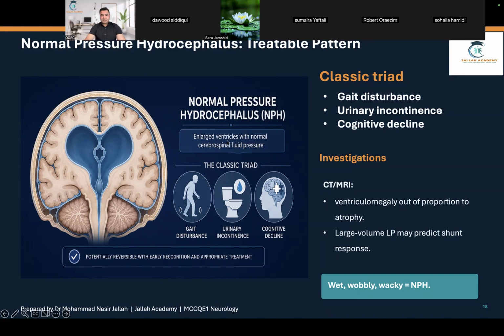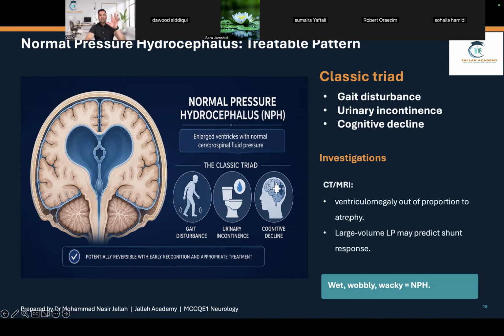Remember, enlarged ventricles with a normal cerebrospinal fluid pressure. The reason they call it normal pressure hydrocephalus is that when they check the CSF pressure by LP, it is normal. So the triad is gait disturbance or ataxia, urinary incontinence, and cognitive decline, which is dementia. Investigation: CT and MRI. In CT and MRI, you will see ventriculomegaly out of proportion to the atrophy. So this is very important.